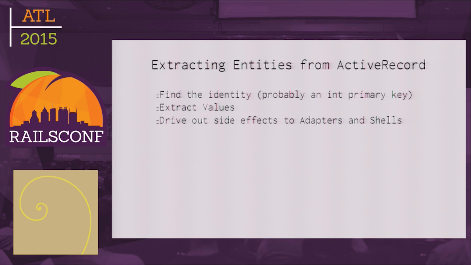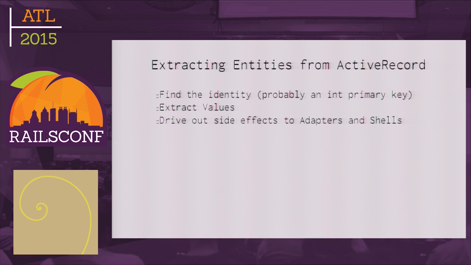We can extract entities by following the steps we've already seen: figure out what their identity is, extract as many immutable values as possible, and drive out side effects to adapters and shells, which are the two things that I'm going to fill in that chart with. If we're going to use Active Record models as entities themselves, we have a lot of side effects to deal with. And here comes the part of this talk that's going to sound ridiculous and scary.